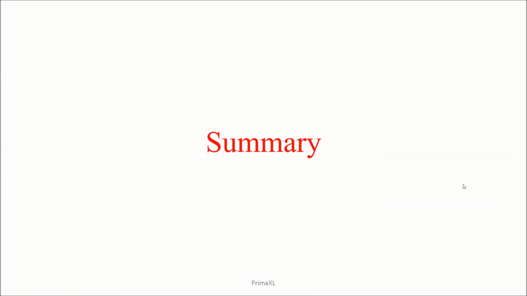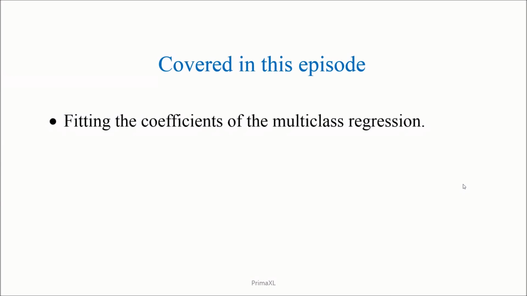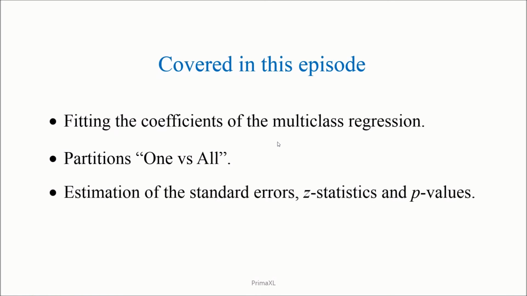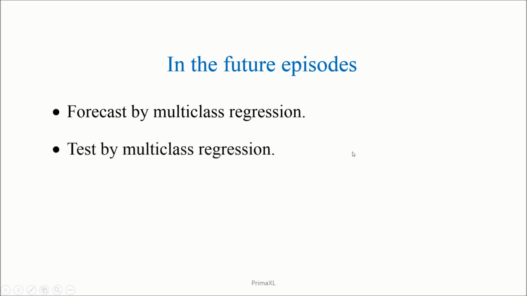Finally, a summary. Today we saw how to fit the regression coefficients when there are more than two categories or classes for the dependent variable. We used the method called 1 versus all. Then we discussed the p-values and the statistical significance. In the coming episodes, we'll cover the following topics: forecast using multiclass regression, test using the multiclass regression.